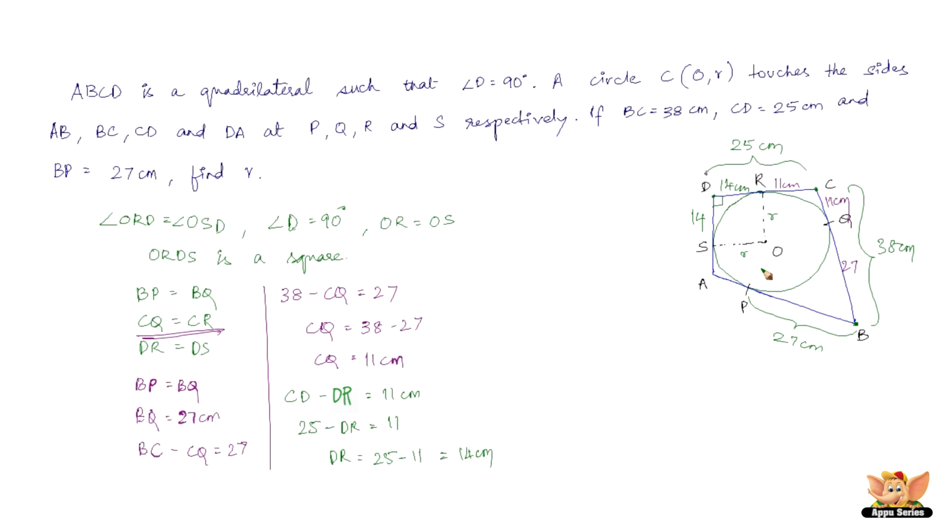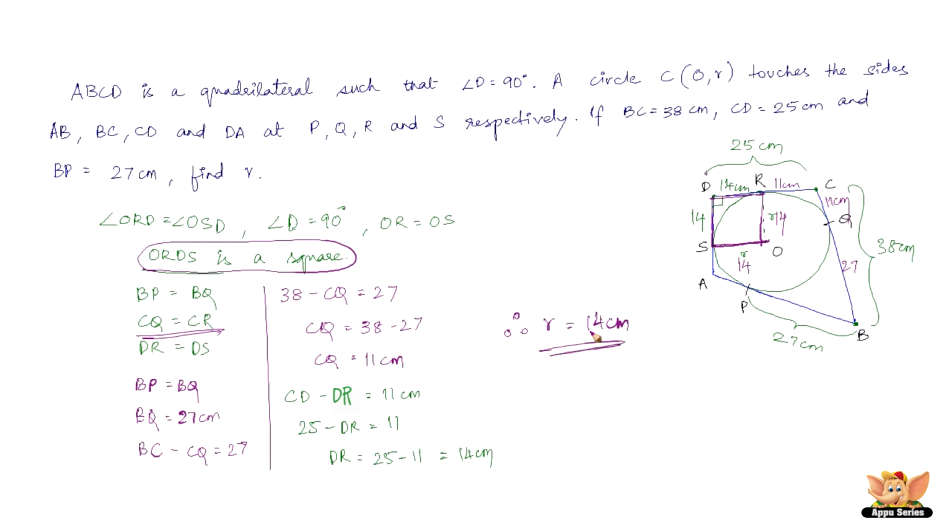So now we need to go back to this point. ORDS is a square. Let me mark this with this color. If ORDS is a square, we've got this is 14, this is 14. So definitely OS and OR will be equal to 14 and 14. You know that OR and OS are radii of the circle. Therefore, the radius of this circle is 14 centimeters.